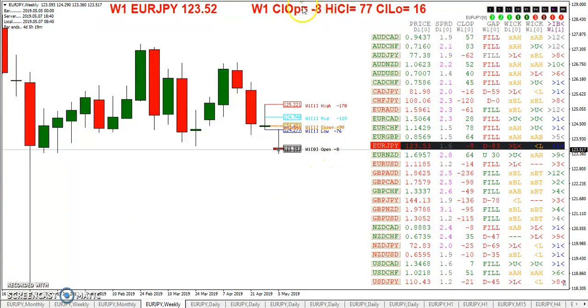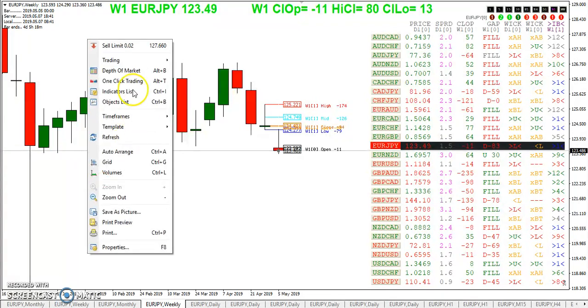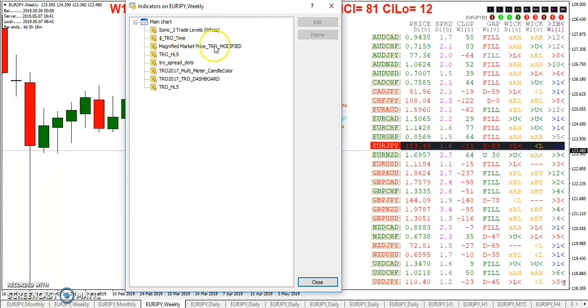We're 7 pips, 8 pips below that open. We're still within the rat zone. So you can see here, using this indicator, the magnified market price indicator that I modified. Let me just show you that here. For some strange reason, this computer is really not responding to my clicks. Right there, magnified market price, TRO modified.